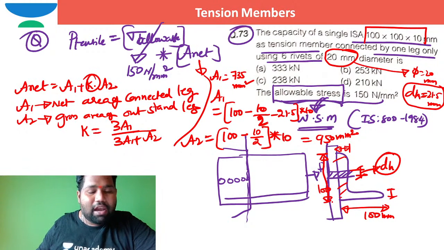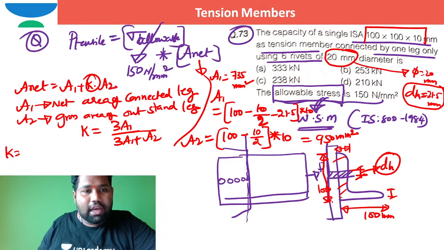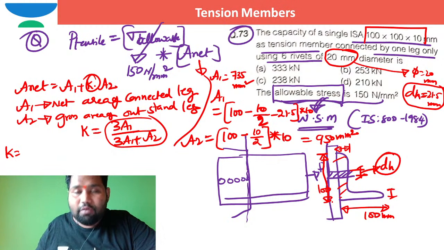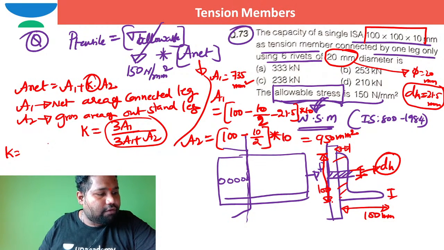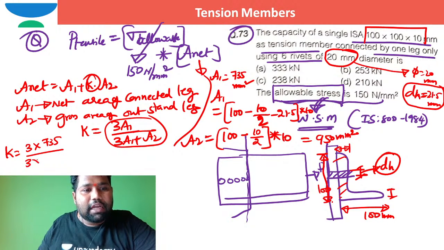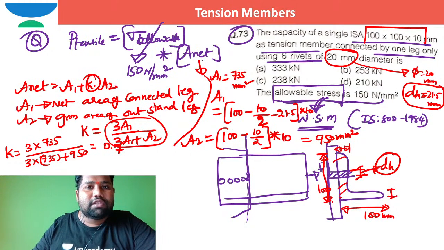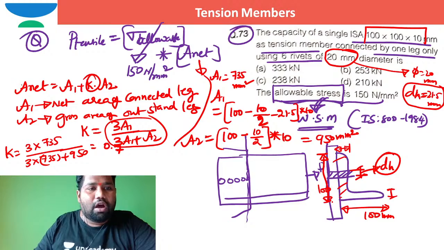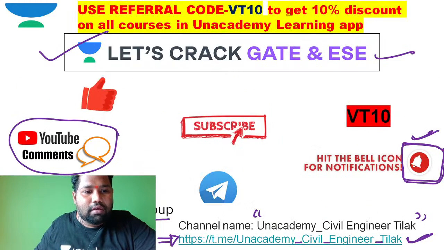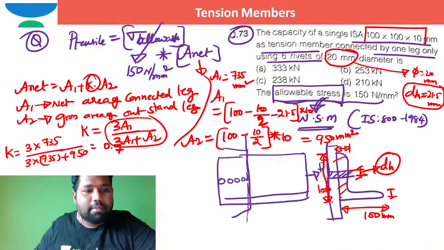Now can you work out the value of K? Can you work out the value of K by using this equation, which is 3A1 by 3A1 plus A2? So 3 times A1, 735, by 3 times 735 plus A2. A2 is 950. If you work out this one, the value of this K is definitely 0.7. So just try to substitute to get the net area. How can we work out this net area?